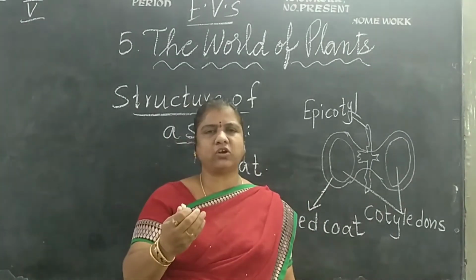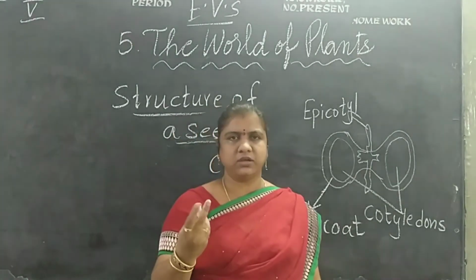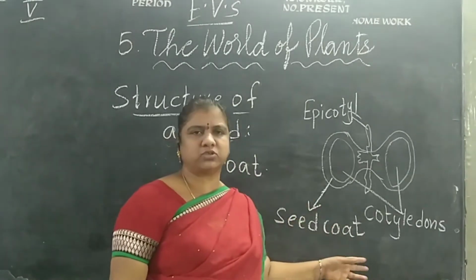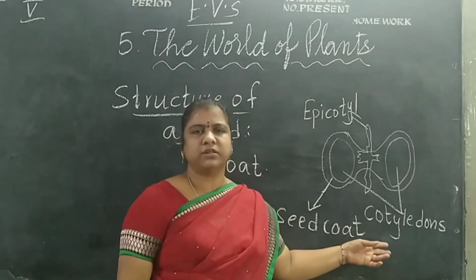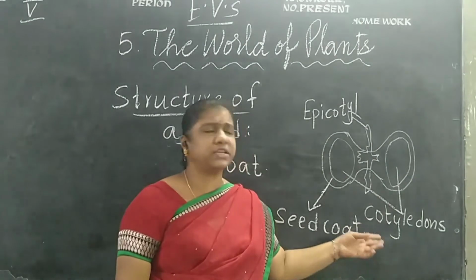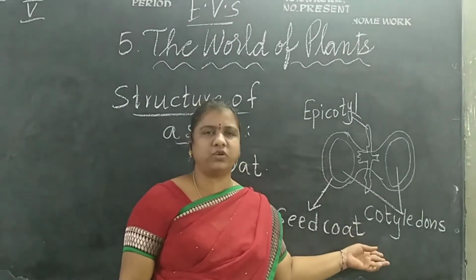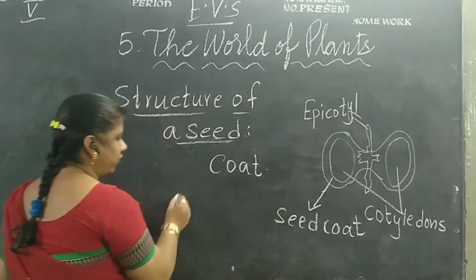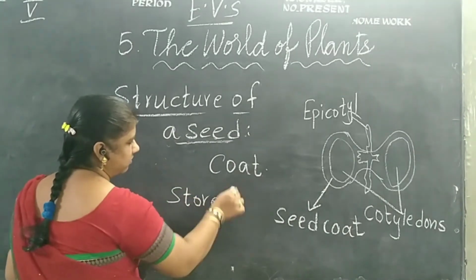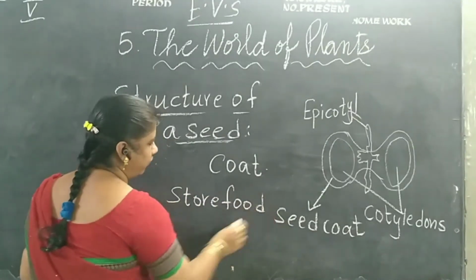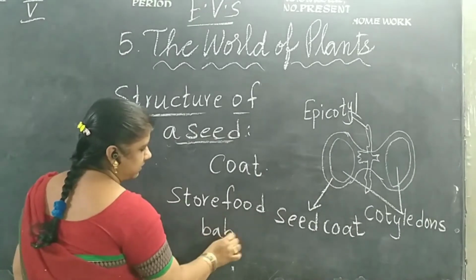Below the seed coat there are two seed leaves. What are they called? Cotyledons. They are called cotyledons. What do the cotyledons do? They store food for the baby plant. So cotyledons store food for the baby plant.